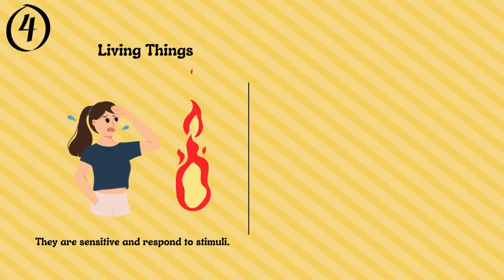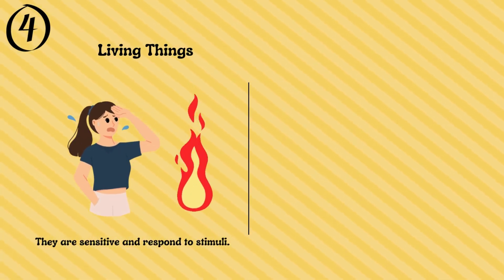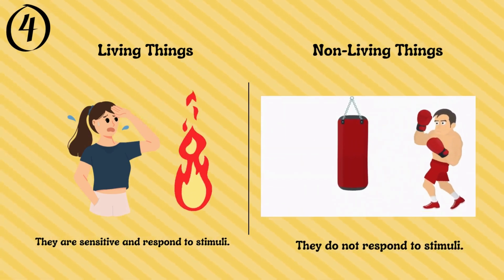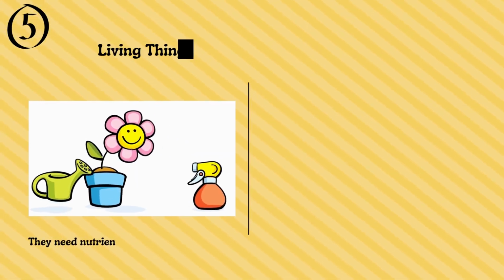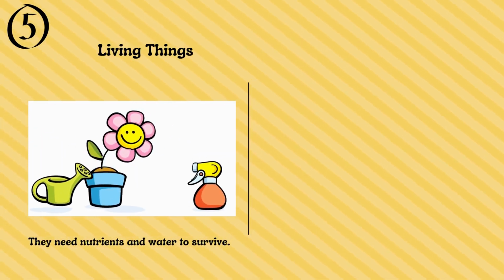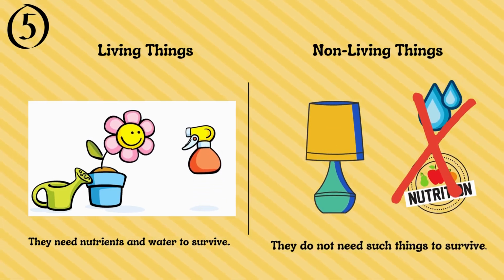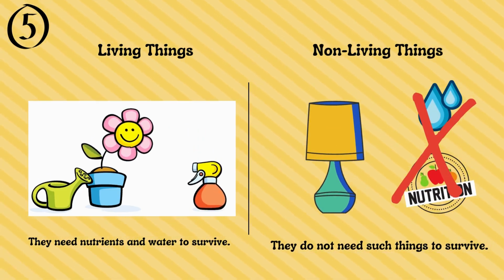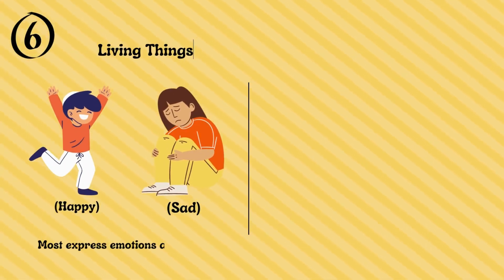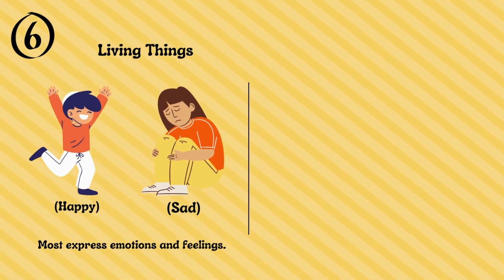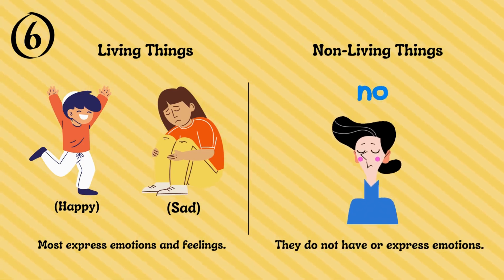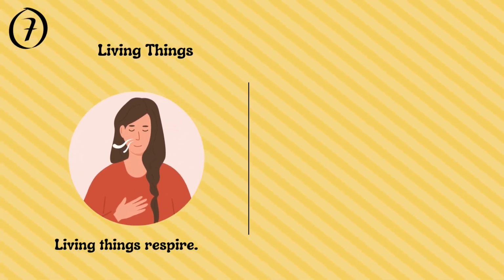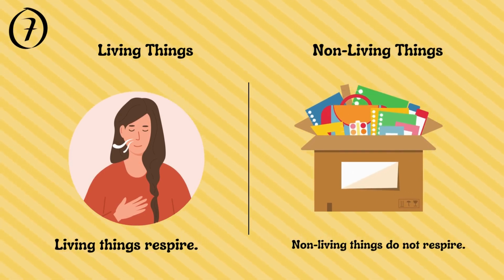4. Living things are sensitive and respond to stimuli. Non-living things do not respond to stimuli. 5. Living things need nutrients and water to survive. Non-living things do not need such things to survive. 6. Living things express emotions and feelings. Non-living things do not have or express emotions. 7. Living things respire. Non-living things do not respire.